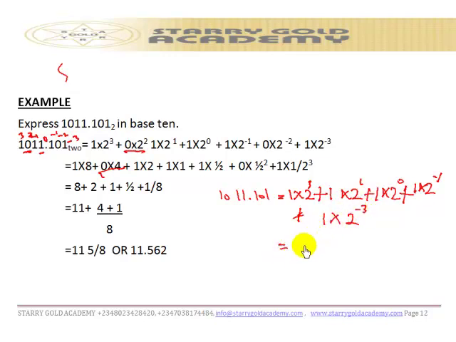2 raised by 3 is 8. You have 1 times 8 plus 2 raised by 1 is 2. 2 times 1 or 1 times 2. 2 raised by 0 is 1, so you have 1 times 1. 2 raised by -1 is 1 over 2 plus 2 raised by -3 is 1 over 8.